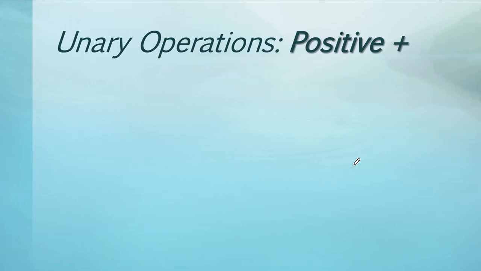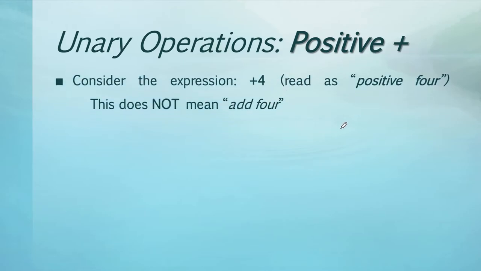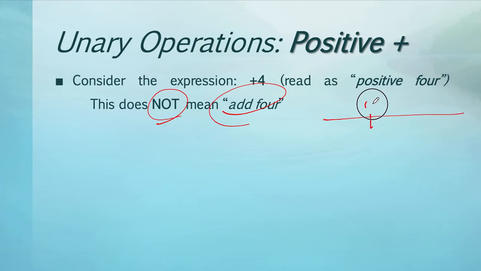So let's talk first about the unary operation which is called positive. Consider the expression plus 4 or positive 4. We read this as positive 4, okay, not plus 4. This does not mean we add 4. Okay, it means that it lies on the right side of the origin of the number line. So positive 4 is somewhere over here. So it lies on the right part. So that's why it's called positive 4.